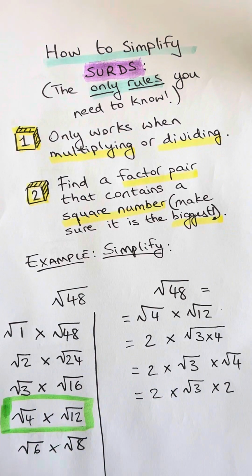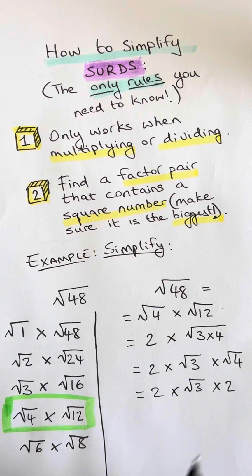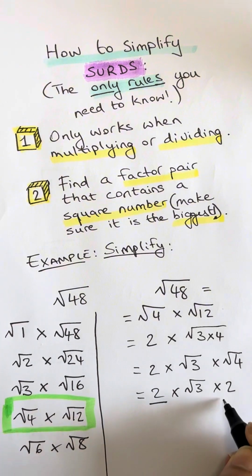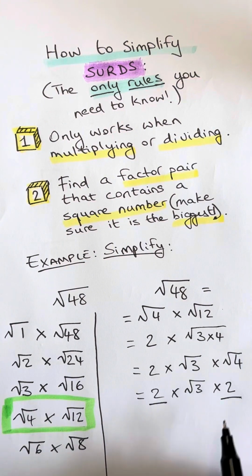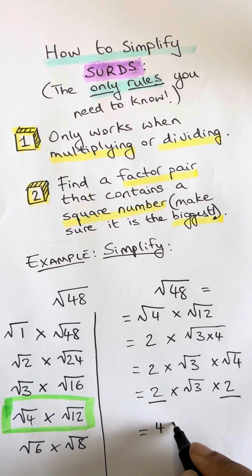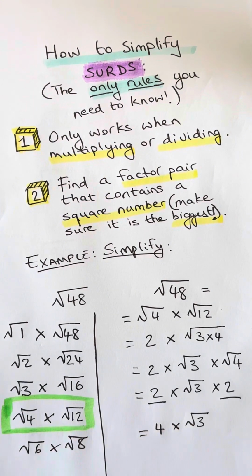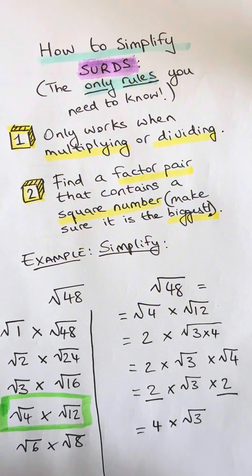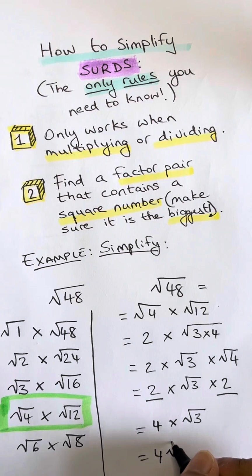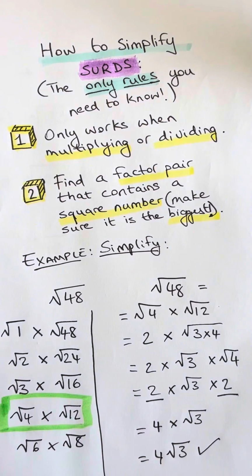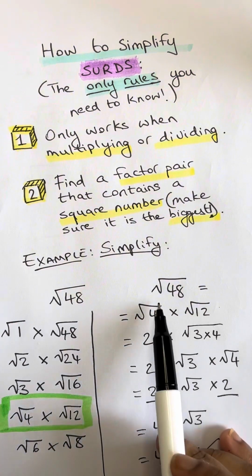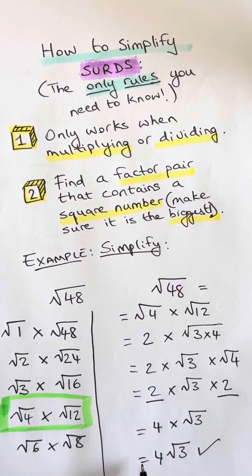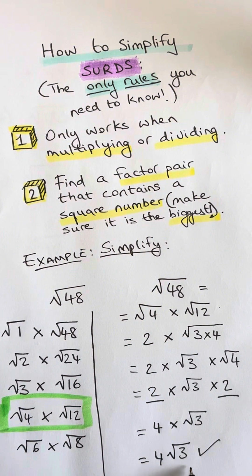Now you need to group all the numbers without the square root. So that's this and this. So 2 times 2, that's 4. 4 times 1, root 3. That should be your final answer. However, in maths, we don't write it down like this. We write our final answer as 4 root 3, which simply means that the multiplication just becomes invisible. So your final answer for root 48 is simply 4 root 3.